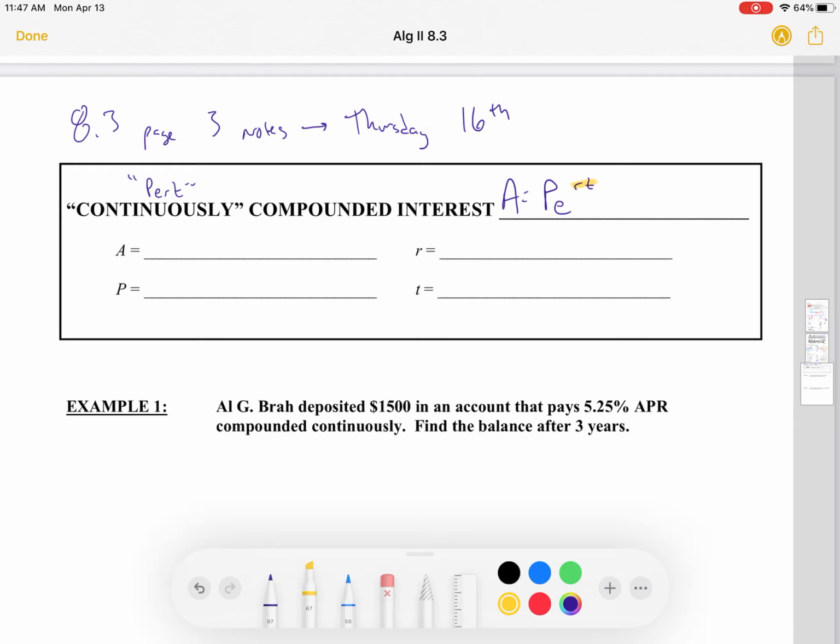Now the key there is I said raised to the RT power. So this is an exponent. When people say the word PERT, a lot of times they just think, oh, it's P times R times T. Don't make that mistake. It's P times E raised to the RT power. So again, that is part of an exponent.